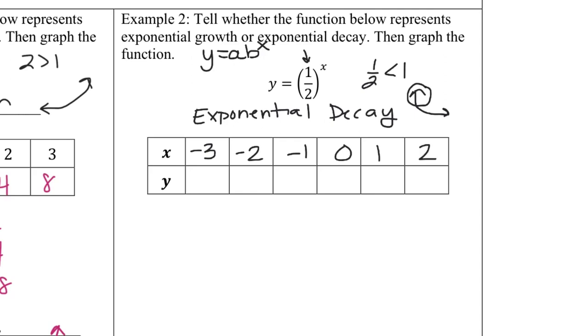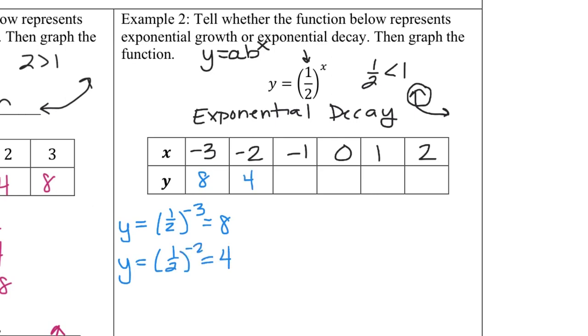Now that I've chosen my x values, we're going to find the y values by substituting. So y equals 1/2 to the negative 3, which is going to give us 8. y equals 1/2 to the negative 2, which is going to give us 4. If you notice, this is just the opposite of the other table. That's not always the case, though. If I had done something like maybe 1/3 to the x, that's going to give us different values.